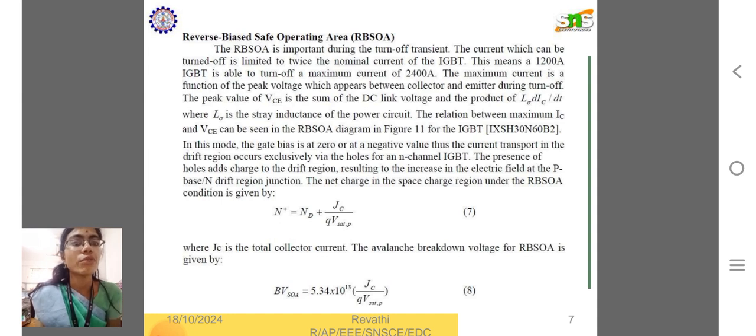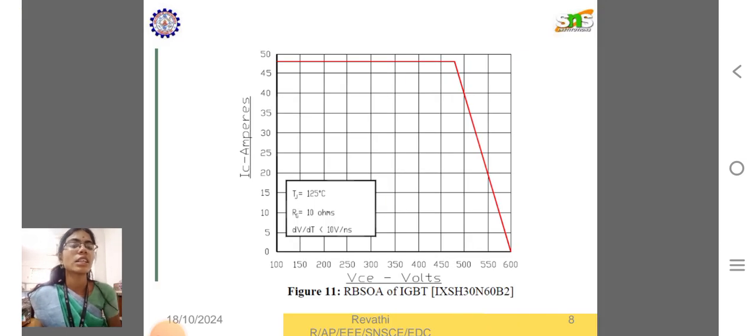The peak value of VCE is the sum of the DC link voltage and the product of L dIC/dt. In this mode, the gate bias is at 0 or at a negative value, thus the current transport in the drift region occurs exclusively via the holes for an N-channel IGBT. The presence of holes adds charge to the drift region. The result is an increase in electric field at the P-base N-drift region junction, where the avalanche breakdown junction is defined in the graphical representation.